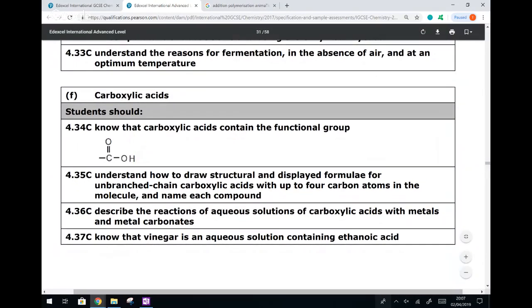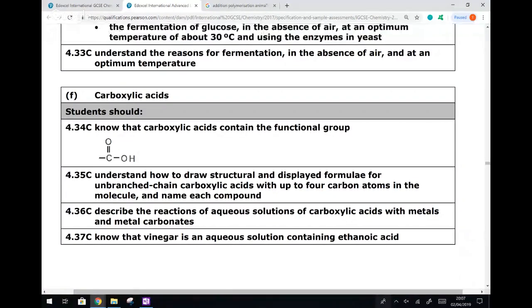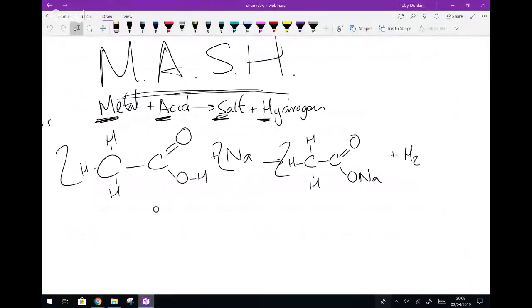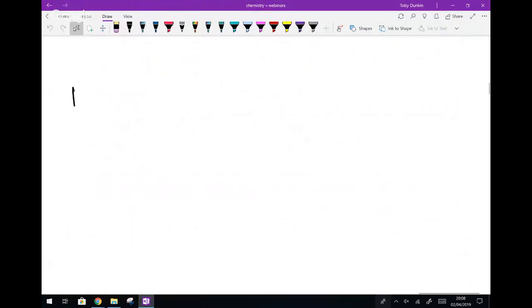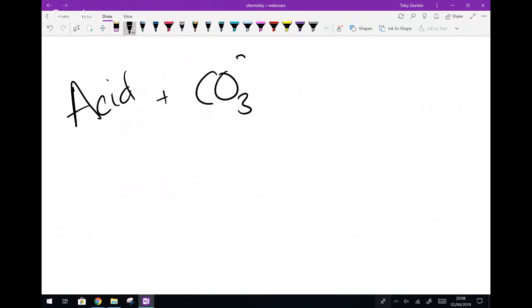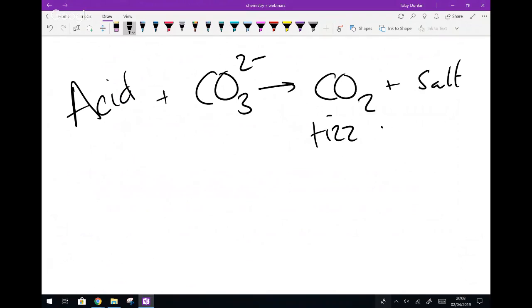Describe the reactions of aqueous solutions of carboxylic acids with metals and metal carbonates. Right, describe. No equations are needed. And the answer is both will fizz. You are adding an acid to a metal or a metal carbonate. If you add an acid to a carbonate, any carbonate, sodium carbonate, I don't care what it is, you will make bubbles of CO2. It will fizz, plus salt and water.